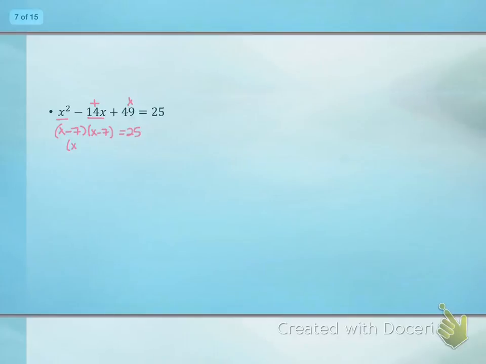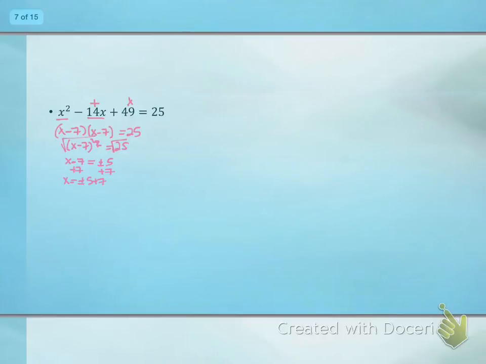That can be written as a squared because it's the same thing written twice. To get rid of that squared, we could square root both sides. So it will cancel that squared, so it will become x minus 7 is equal to plus or minus 5. We would add 7 to both sides. So x is equal to plus or minus 5 plus 7.